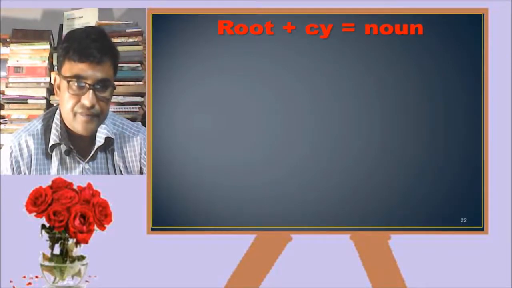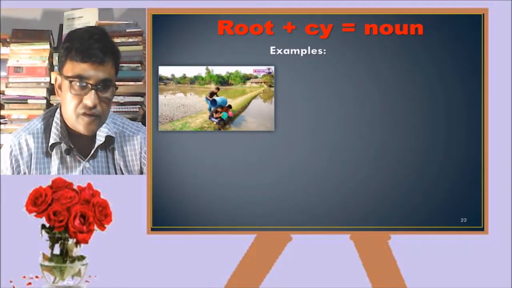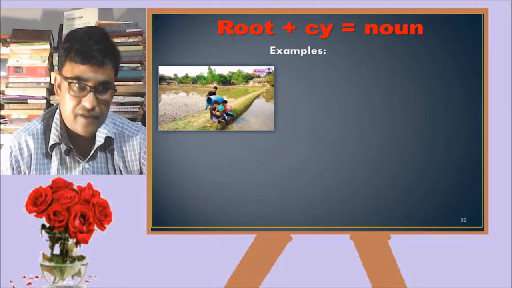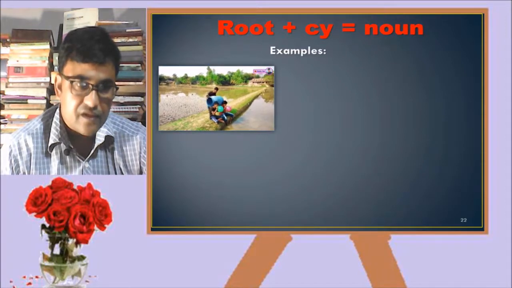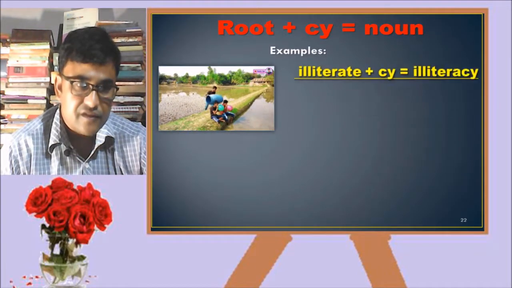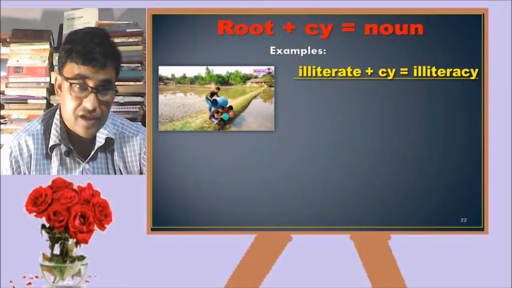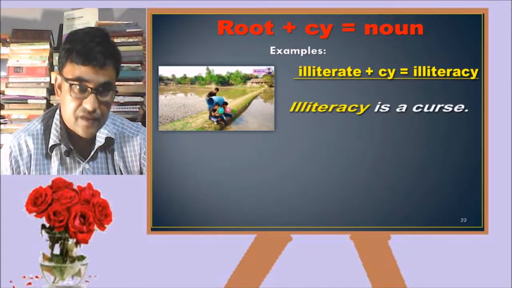Next slide. Root plus CY equal noun. Examples. First look at the picture. A boy is mixing with the other boys. Illiterate plus CY equal illiteracy. Look, illiteracy is a curse.